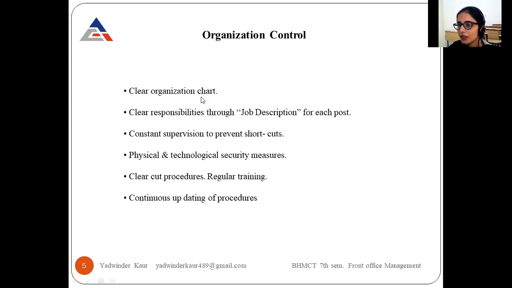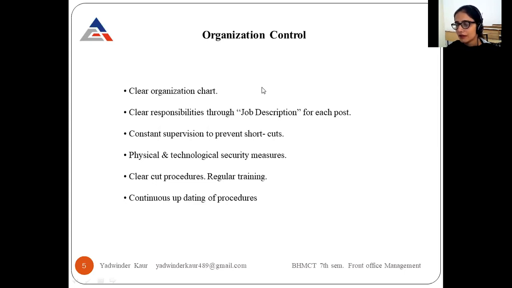So physical and technological security measures we can do, or clear-cut procedures, regular training we have to give to our staff. Regular training means how to take cash, how to key in the credit card posting, right? And how to charge the guest by credit card, or how to do settlement in the system, we have to see in a proper manner. Clear-cut procedures, regular training, and continuous updating of the procedures. Yes, continuous updating of the procedures is also required in the hotel industry.